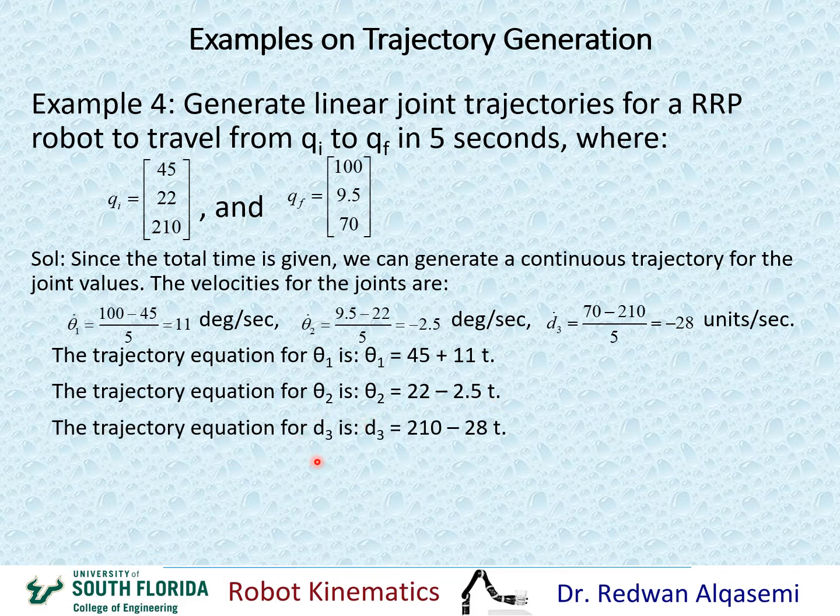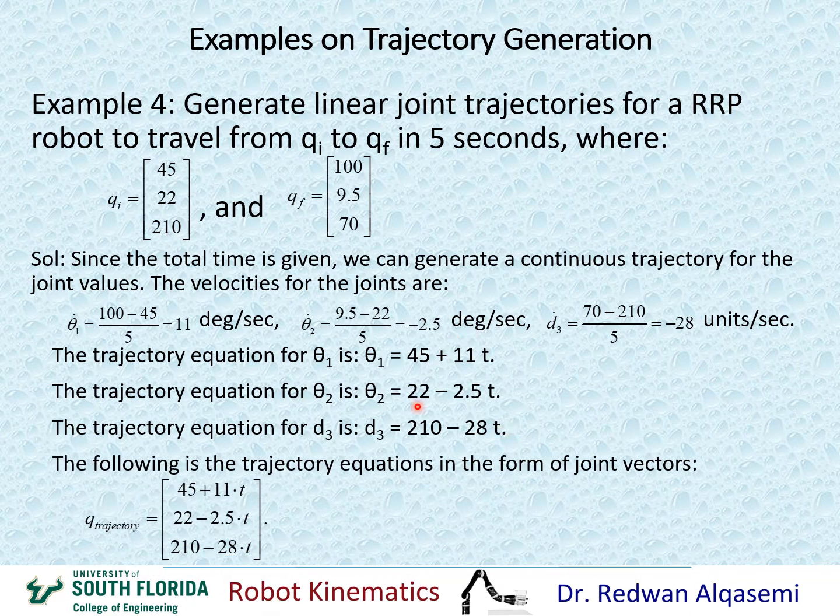For the third variable, d3 equals d3 initial, which is given as 210, minus 28, which is what we have for d3 dot, times t. So the equation for the trajectory of d3 would be 210 minus 28t.